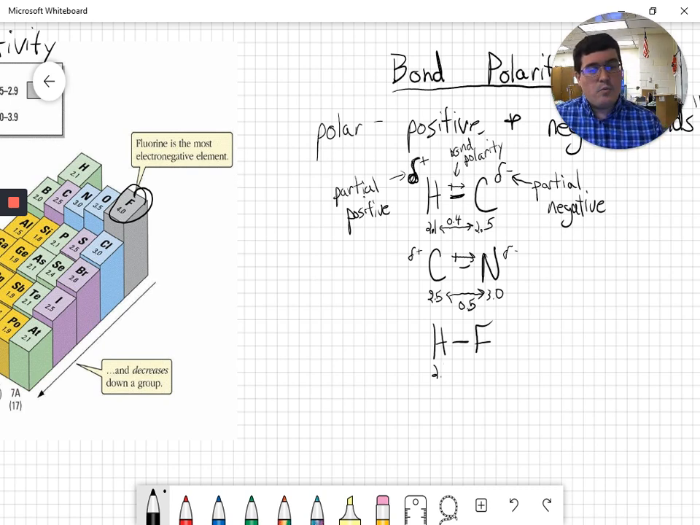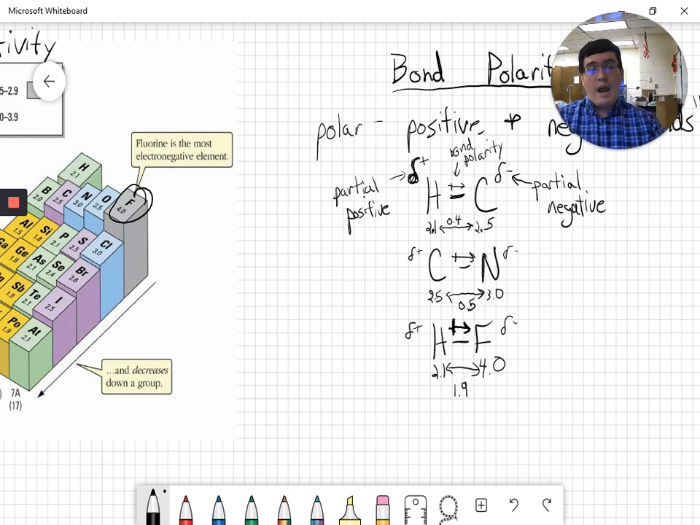Hydrogen has a 2.1. Fluorine has a 4.0. Holy cow. Look at the difference between those two. It is 1.9. This one is a super polar bond. I'm going to draw a nice dark arrow for that one, showing this bond is highly, highly polar. This one is partially negative. This one is partially positive. So this gives us a lot of information about a bond, right?